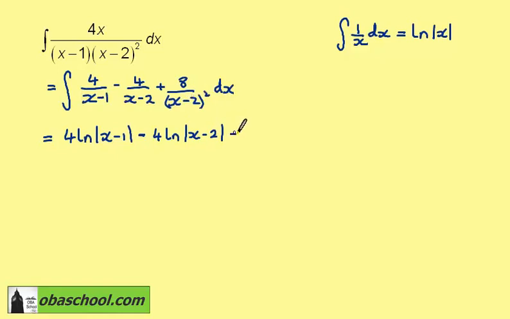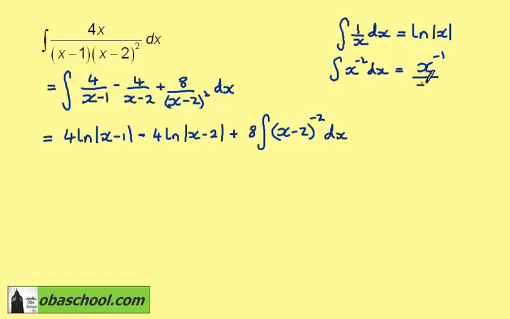For this function here, the integral is of a different form. We can rewrite this as 8 times the integral of (x minus 2) to the minus 2. If we integrate x to the minus 2 with respect to x, we increase the power by 1 and divide by the new power. We need to do the same here. We increase the power by 1, divide by the new power, and the differential of the inside function is just 1.